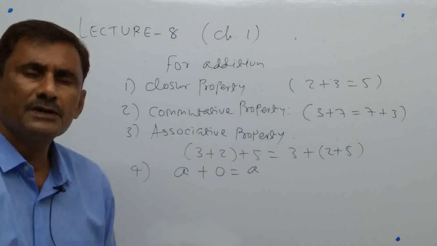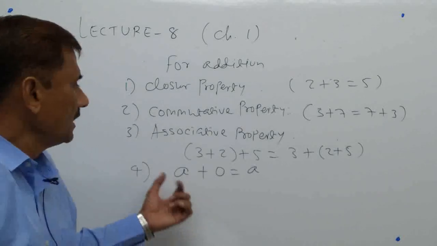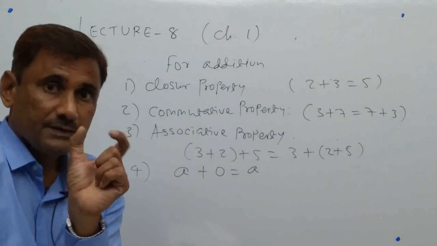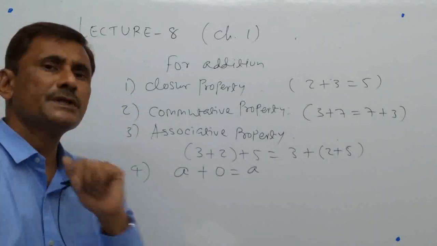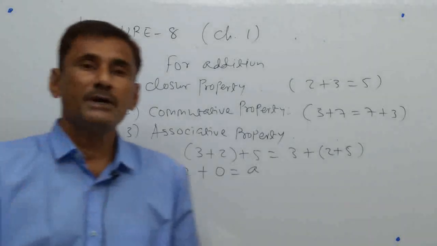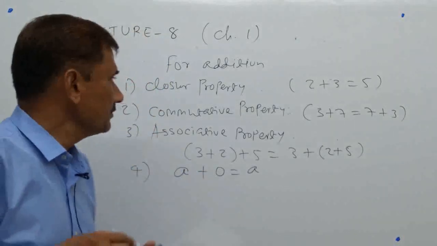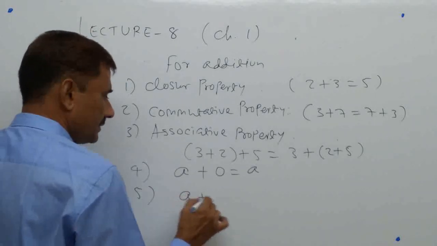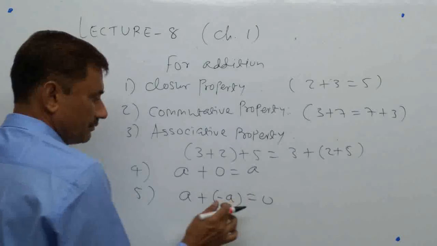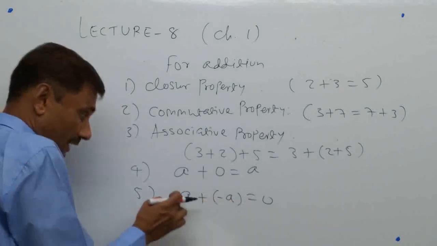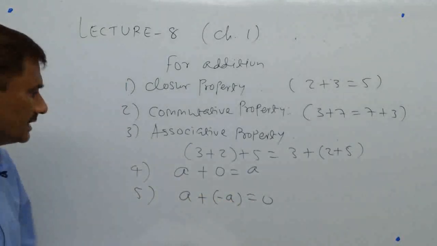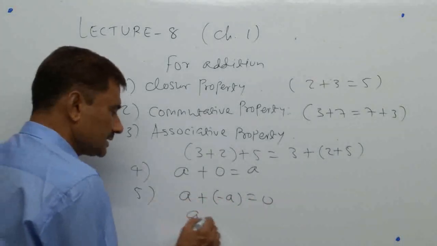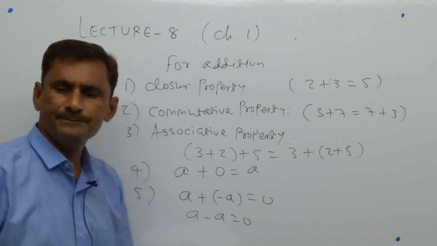So the meaning of that one is, if you add both numbers, then 0 will be there. Suppose 3, and I take minus 3, then the sum of both numbers will be 0. So taking A as an example, A plus minus A will be 0. So minus A is the additive inverse of A, or A is the additive inverse of minus A. Why? The sum of both will be 0, because plus and minus will be here. So obviously A minus A will be 0 only.